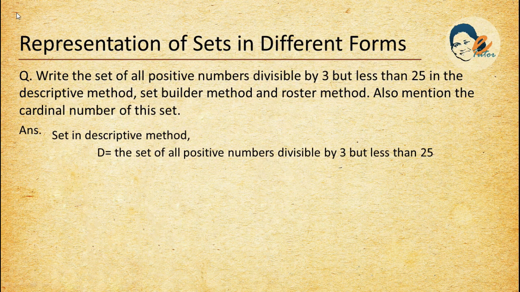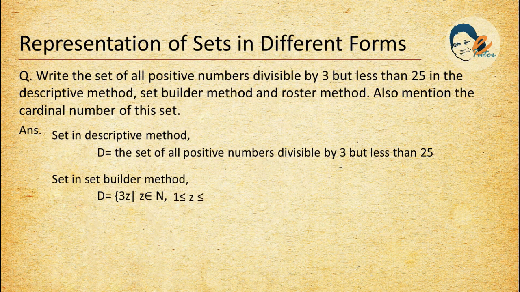Now let's represent the set in set builder method. The set in set builder method is capital D equals 3z, the element part, such that z belongs to capital N. Now, why is the element 3z? Because according to the question, the elements must be divisible by 3. So, 3z is obviously divisible by 3, right? To complete this set builder method, we have to complete the formula part.